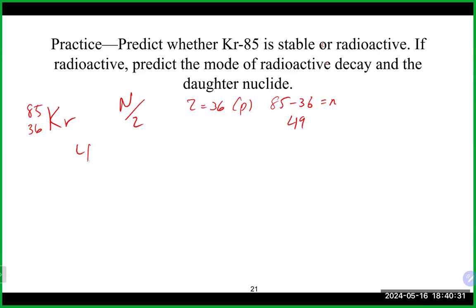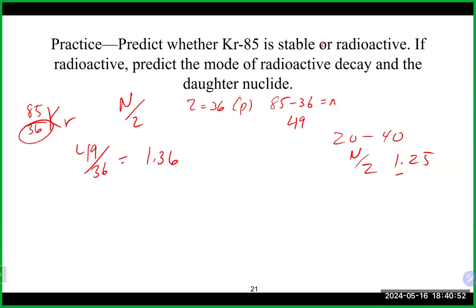We'll divide our neutrons by our protons, and we will end up with a ratio of 1.36, I believe. Now, this is in that 20 to 40 sort of numbering. So remember, at 20 to 40, we're looking for an N to Z ratio of 1.25. So that means we are too high in this case, right? So we do want to bring it down by doing those conversions. And in this case, that's going to be our beta decay. It's going to do that.